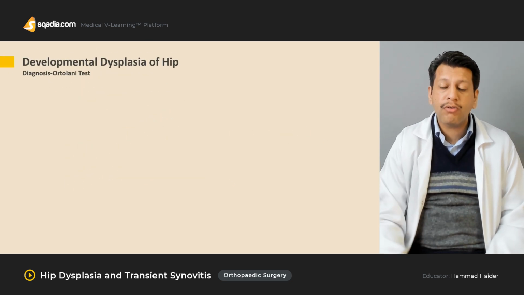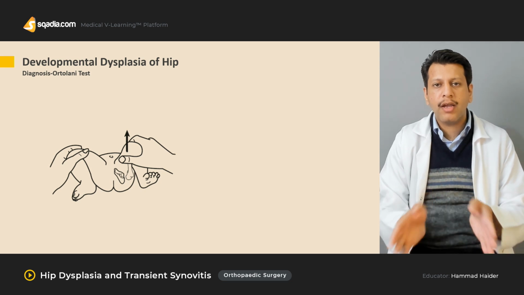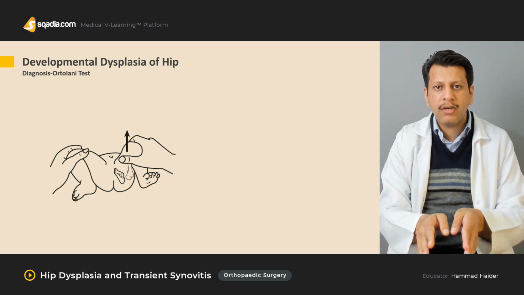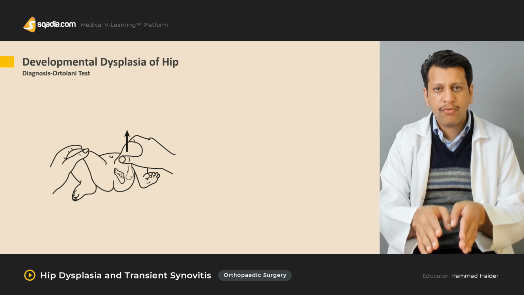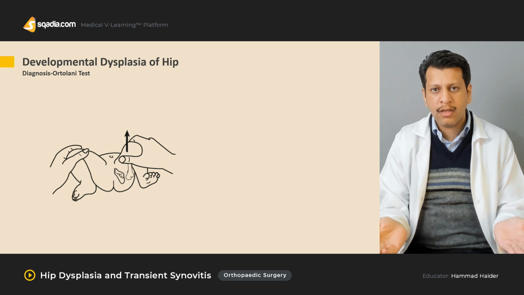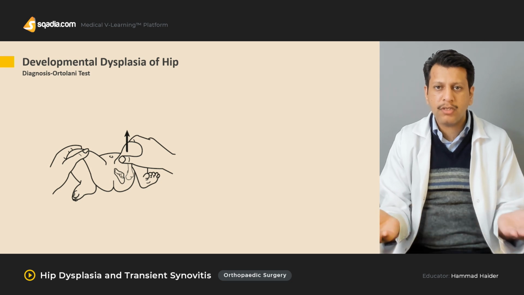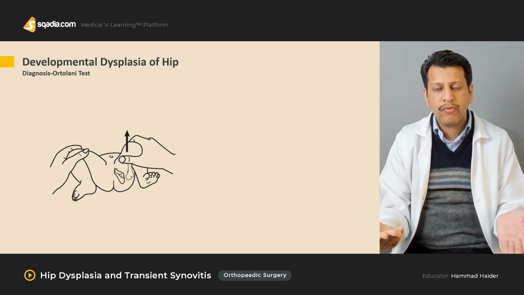Next is how to perform an Ortolani test. Now from adduction we have pushed backward, and then we have dislocated the hip. From that position, with the knees together, we abduct the thighs. That is, we put the knees apart. Then with one of your fingers, whether it's the index or middle finger, you can feel the head of the femur which is lying out, and you can reduce it back.